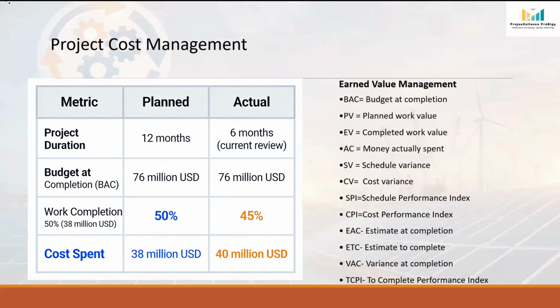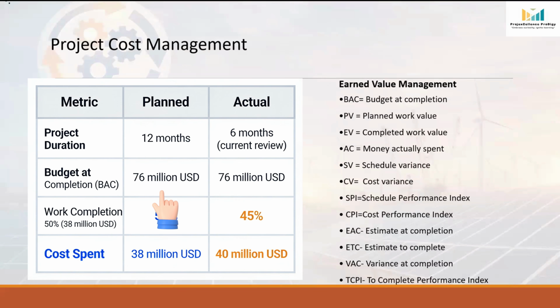BAC, budget at completion. BAC simply means the total approved cost baseline for the project. It represents the total budget that has been approved for completing the project. In our example, the estimated project cost is $75 million. After adding the $1 million contingency reserve, the approved cost baseline becomes $76 million. And this is the BAC, which is equal to $76 million.